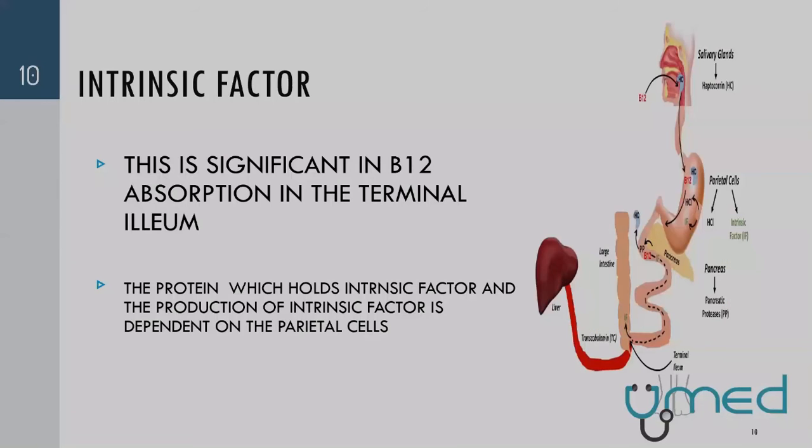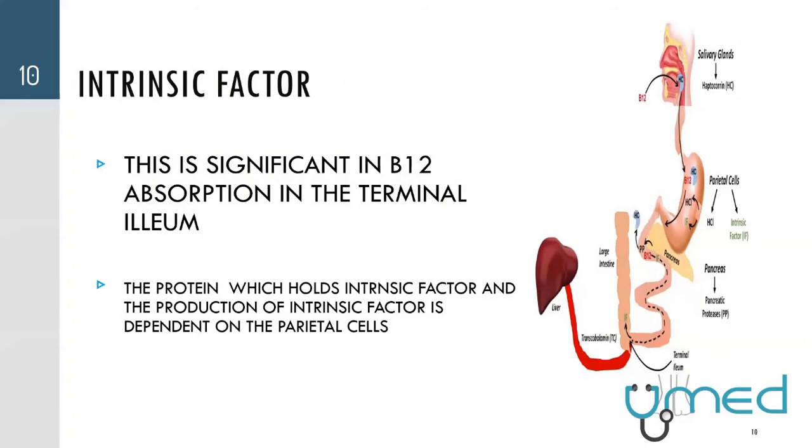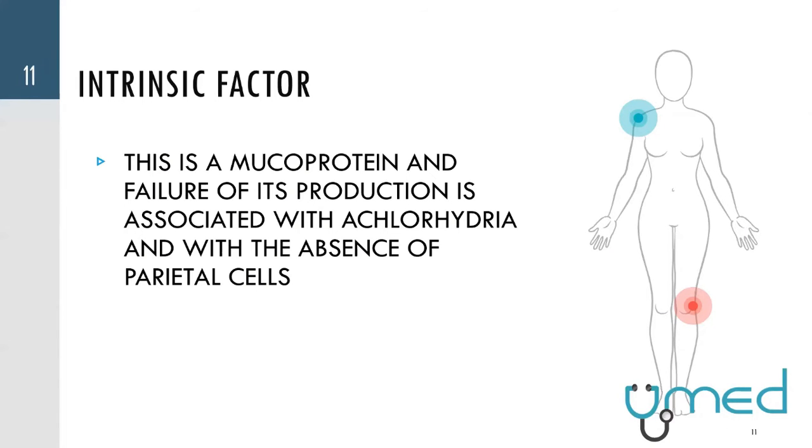All right, so guys, listen. A picture is worth 1,000 words, and that is very evident from what we said before, because look at this. Intrinsic factor is significant in B12 absorption in the terminal ileum. I don't think I have retrograde amnesia because we said this already. The protein which holds intrinsic factor, and the production of intrinsic factor is dependent on the parietal cells. Now, intrinsic factor is essentially a mucoprotein, right? And failure of its production is associated with achlorhydria, and the absence of parietal cells.